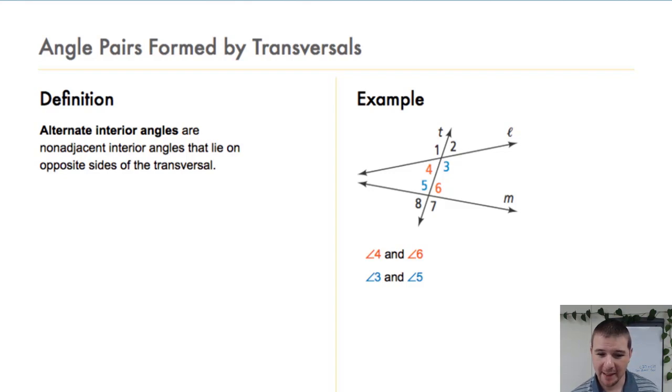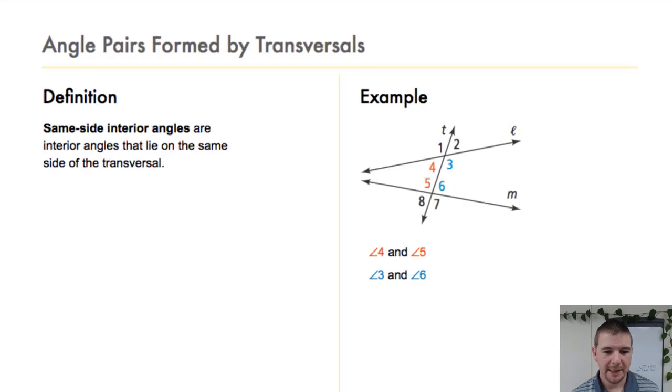So in the diagram at the right, 4 and 6, and also 3 and 5, are pairs that form alternate interior angles. Same side interior angles are interior angles that lie on the same side of the transversal. In this case, we can see 4 and 5 and 3 and 6 are same side interior angles.